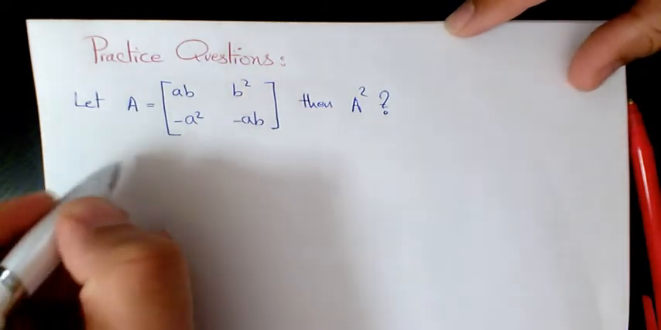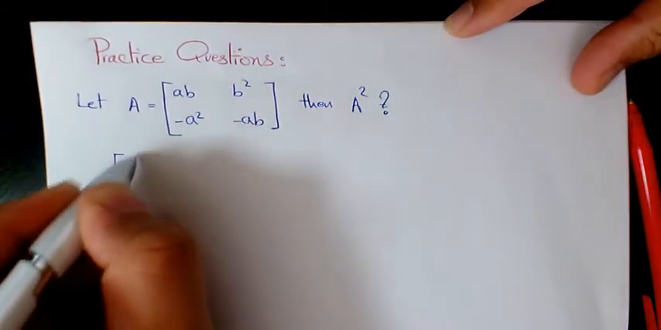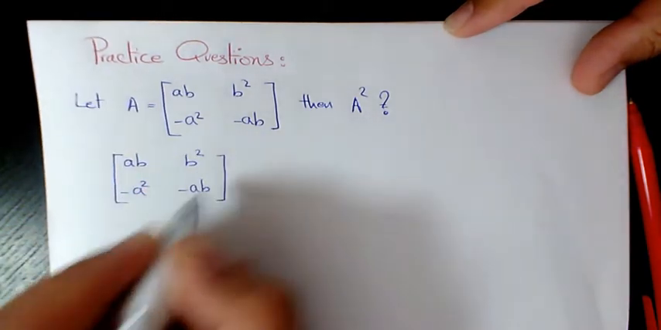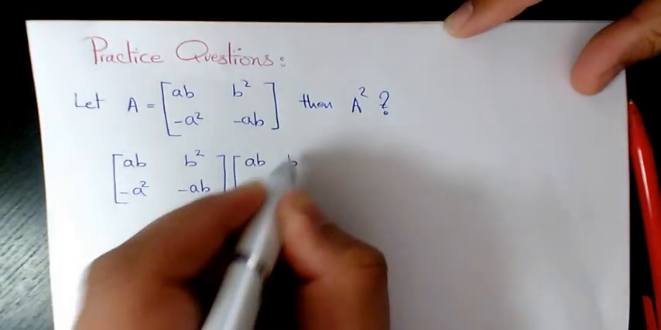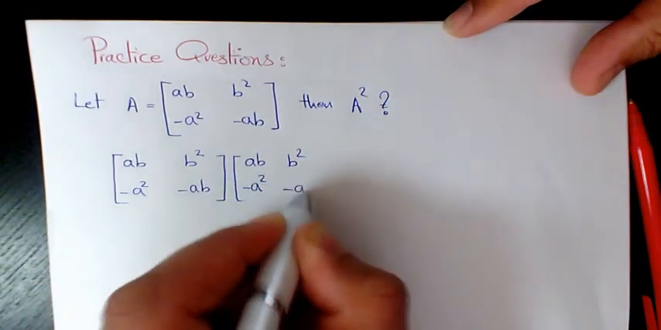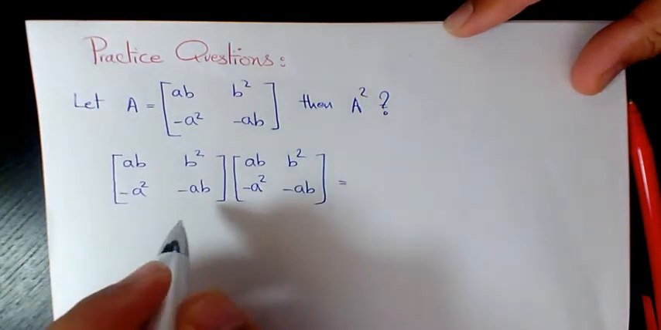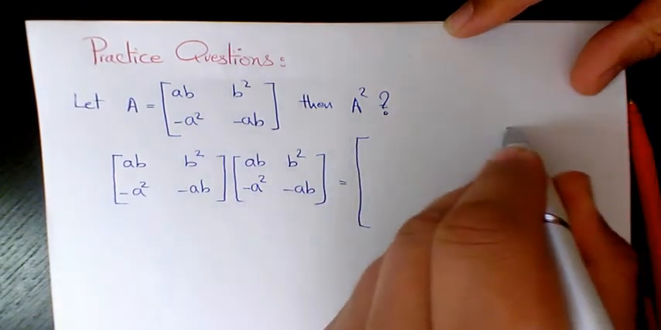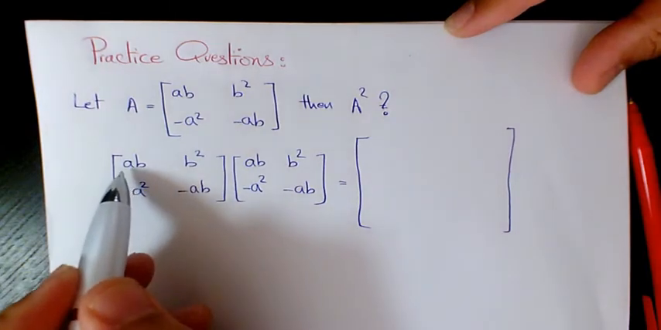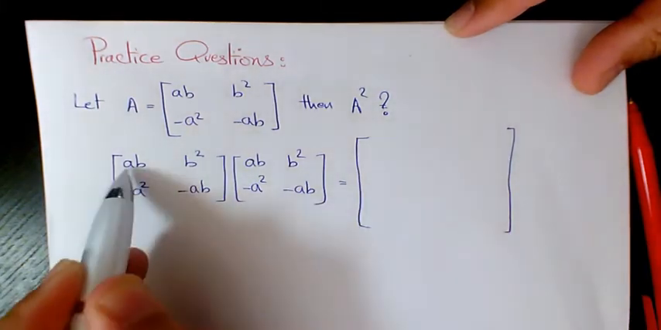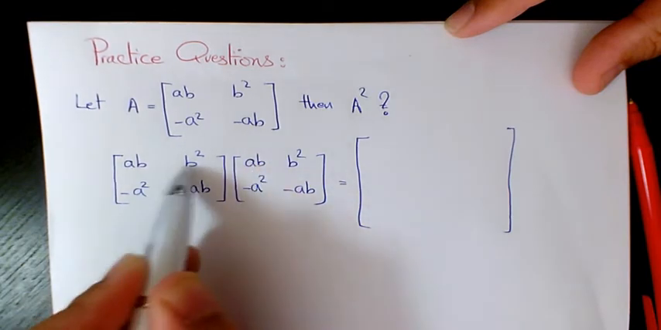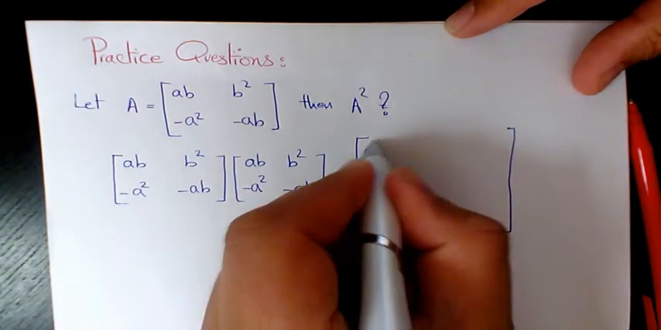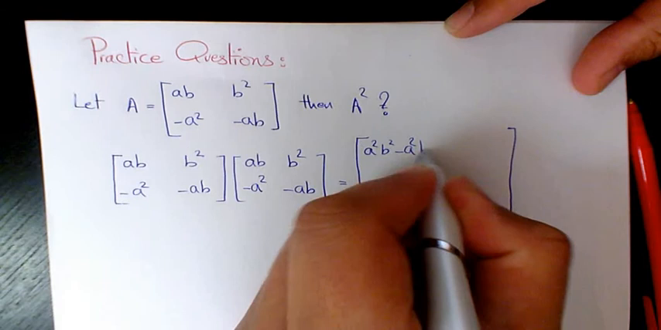So since it's 2 by 2, A squared is going to be A times A. So we multiply it. So we're supposed to get exactly a 2 by 2 answer. Just going to make it a little bit bigger. So the first element in here is going to be AB times AB plus B squared times negative A squared. So it's going to be A squared B squared minus A squared B squared.